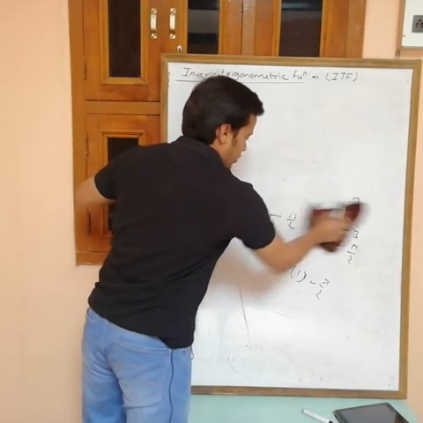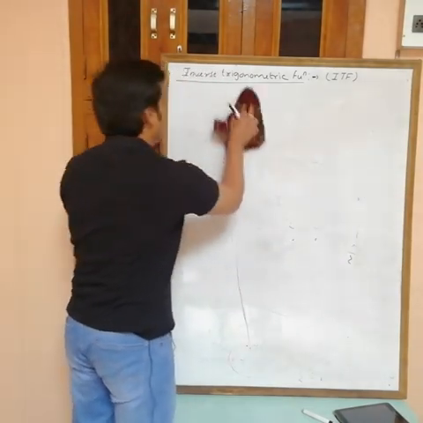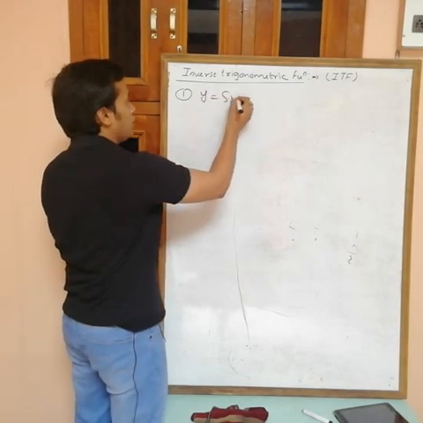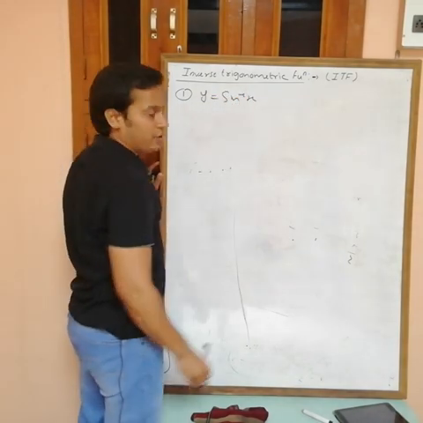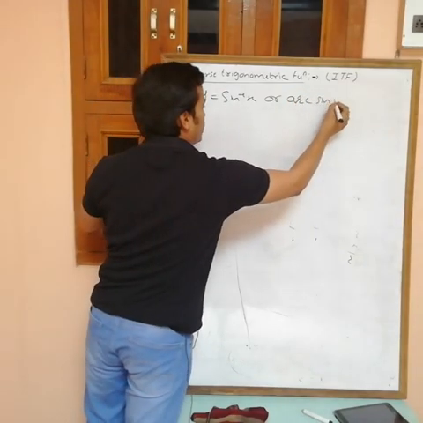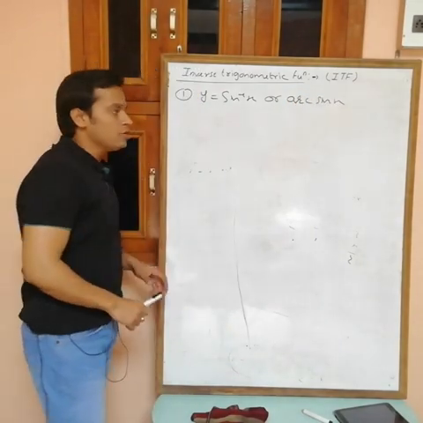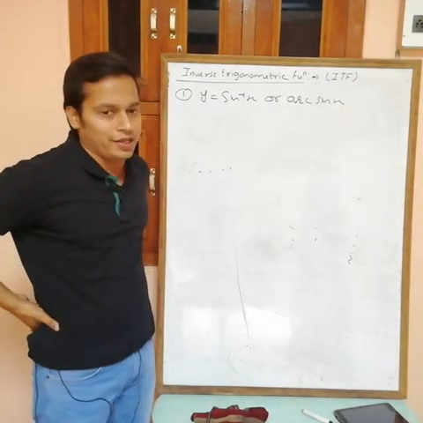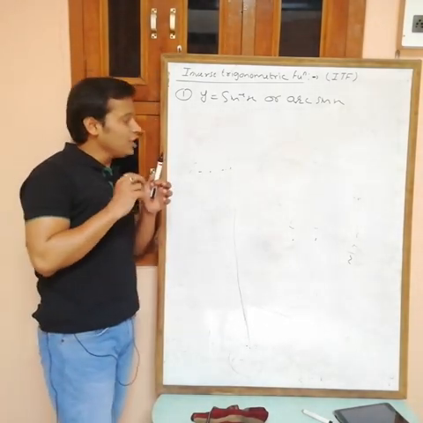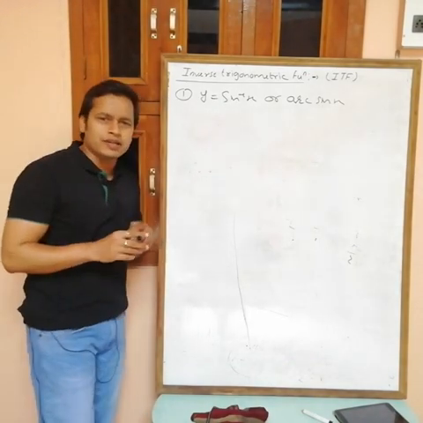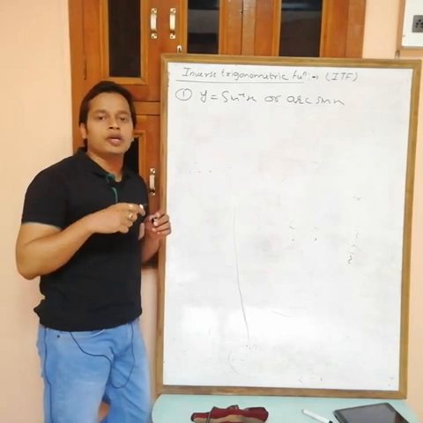Now see, the first inverse trigonometric function is y equals sine inverse x. We can also write this as arc sine x. So either sine inverse x or arc sine x. If you have arc sine x, it also means that we have sine inverse x. But one minute, there is a condition for the existence of the inverse of a function.